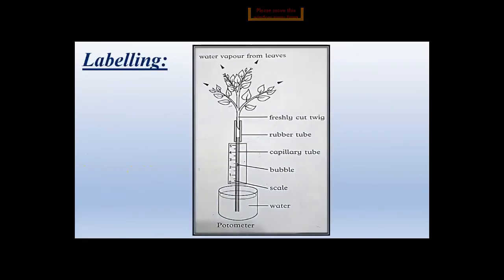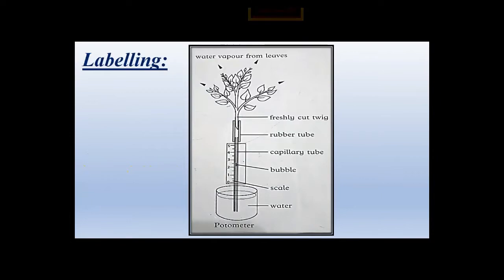Now, here the labeling is also present as you observe in the previous pictures. This is the fleshy cut twig, right? The rubber tube, the capillary tube, the water bubble, right? The scale, the water, and water vapors from the leaves. These arrows show the water vapor from the leaves. This is the photometer. Okay, I hope you all have taken the screenshot.